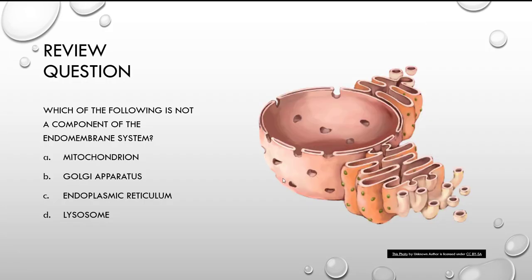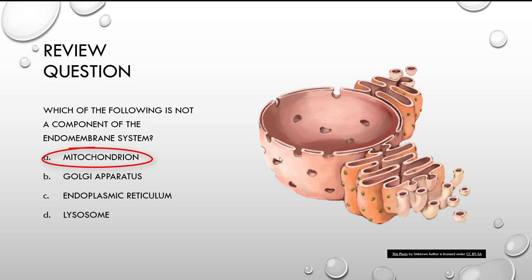All right, so let's do some review questions. Which of the following is not a component of the endomembrane system? Is it the mitochondrion, the Golgi apparatus, the endoplasmic reticulum, or the lysosome? So which one of these is not part of the endomembrane system? If you said the mighty mitochondrion, I would agree with you. So remember, the mighty mitochondrion is a separate organelle that is the powerhouse of the cell, but it's not part of the endomembrane system.